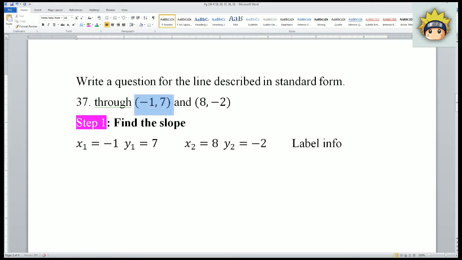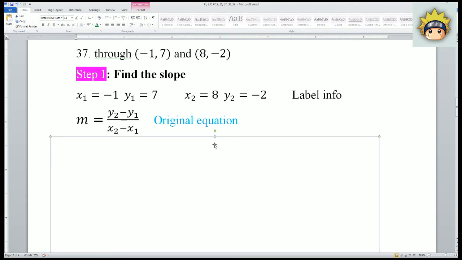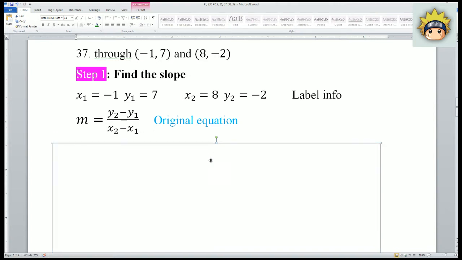This is my first point. So x1 equals negative 1, y1 equals 7. My second point, x2 equals 8, y2 equals negative 2. I write the original equation, which is the slope equation. m equals y2 minus y1 divided by x2 minus x1.